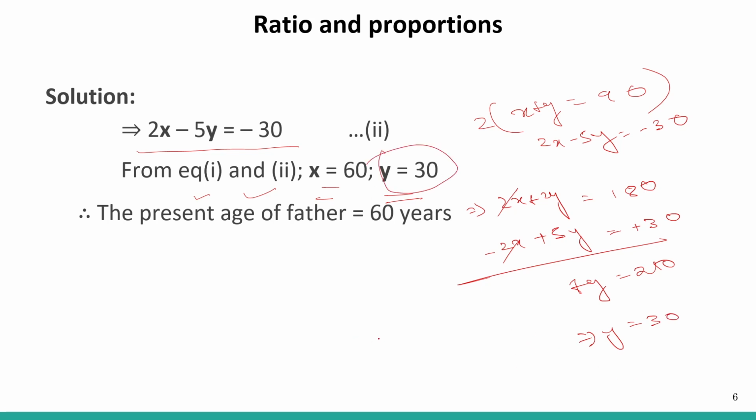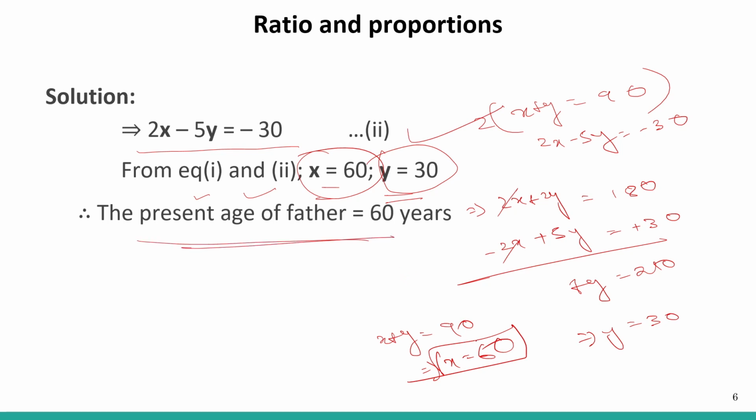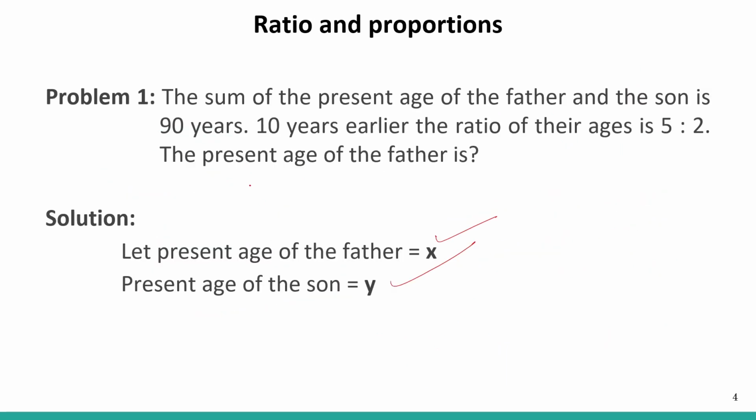If y is equal to 30, given that x plus y is equal to 90, this implies that x is equal to 60. So this is how we arrived at the conclusion that x is equal to 60 and y is equal to 30. The present age of the father will be 60, as we assumed x to be the present age of the father. So if the sum of the present ages of father and son is 90 years, and 10 years earlier their ratio was 5:2, then the age of the father is 60 and the age of the son is 30.